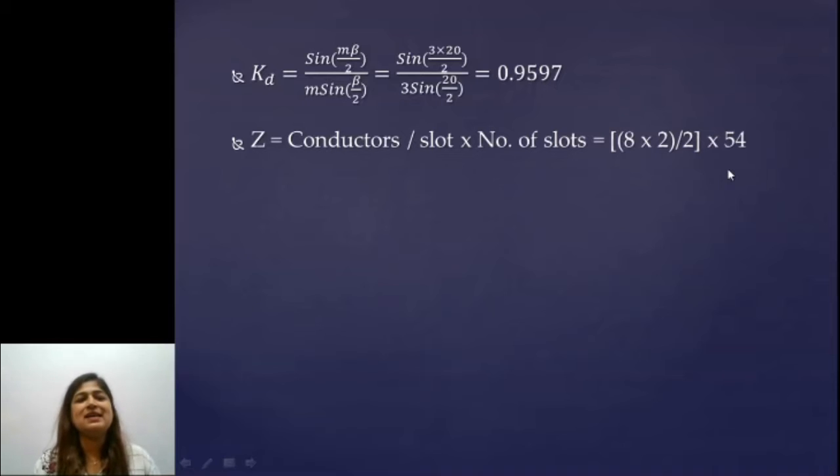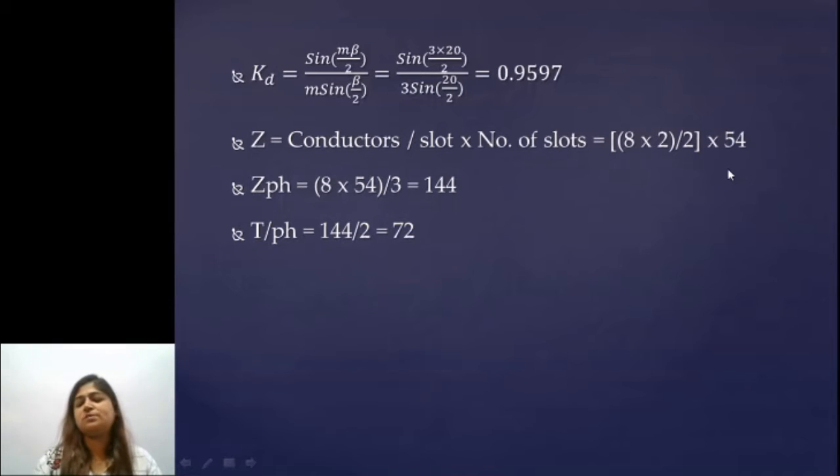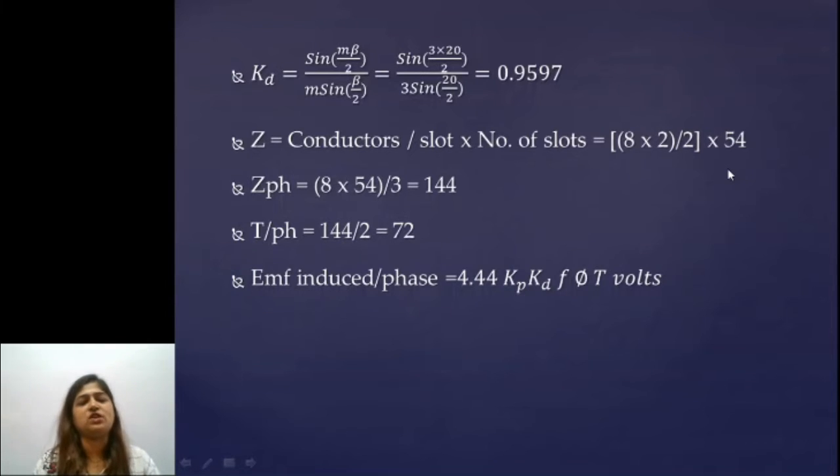So basically, the total number of conductors will be 8 into 54. And when you need to find the value per phase, per phase means divided by 3. So 8 into 54 upon 3 will give you 144. And to get the total number of turns per phase, we will have 144 by 2, which is equal to 72. So once we got the value of turns per phase, substitute everything in the EMF equation, which is 4.44 Kp Kd F phi T.